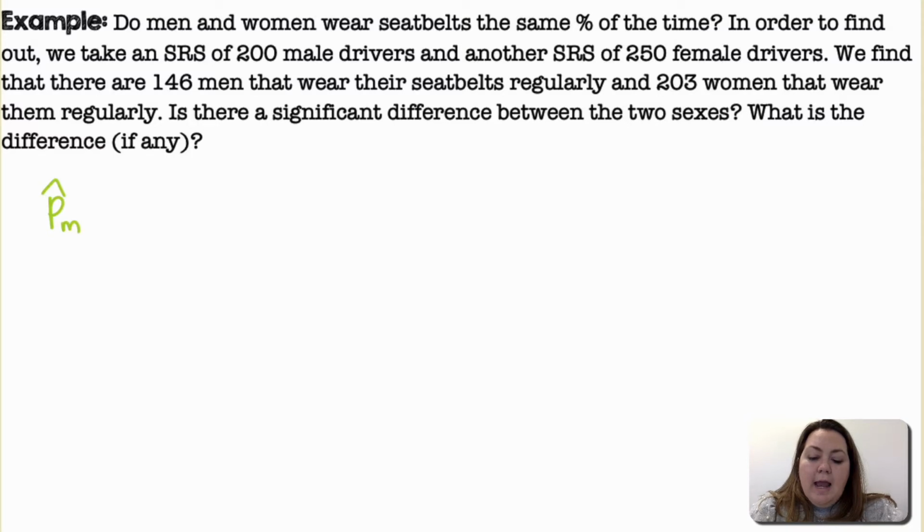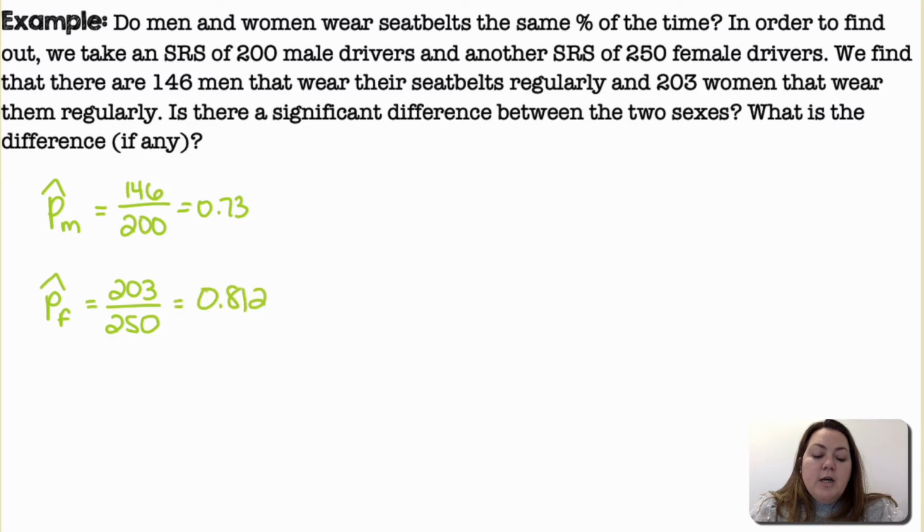All right, so p hat M, the sample proportion for males, would be 146 out of 200, which is 73%. The sample proportion for females, p hat F, would be 203 out of 250, which is 0.812. The difference between those, male minus female, would be negative 0.082.